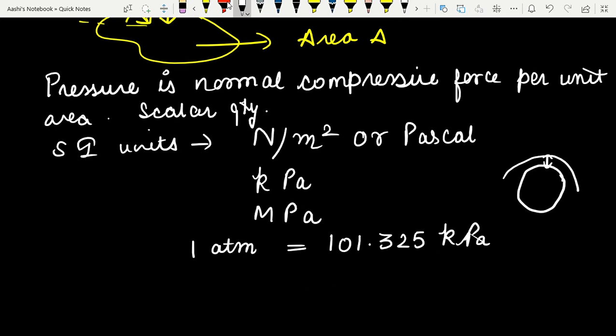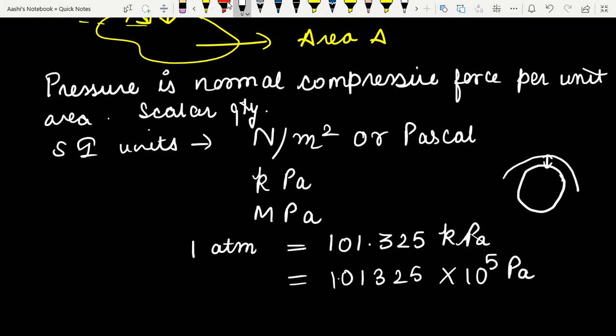So here what you should know, the pressure which the atmosphere is exerting on us, that is 1 atmospheric pressure, and it is equal to 101.325 kilopascal, or I can also write it as 1.01325 into 10 to the power 5 pascal.